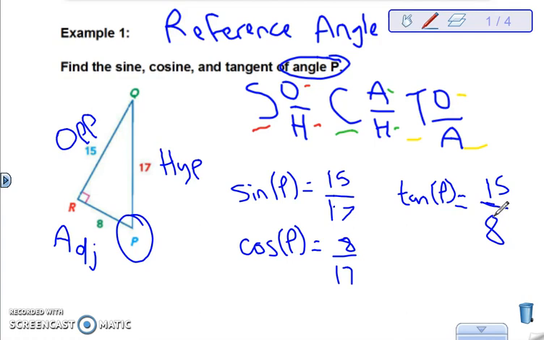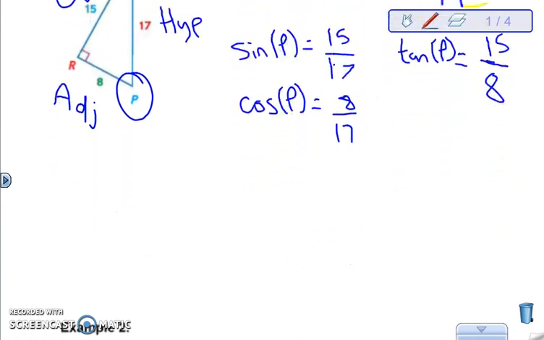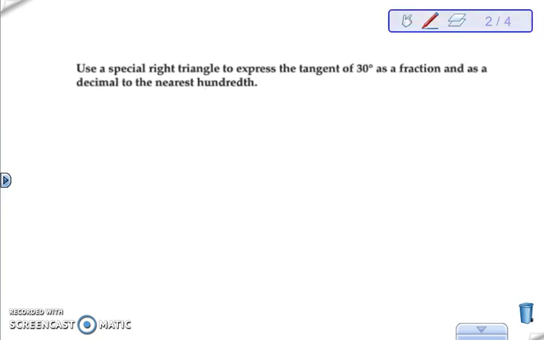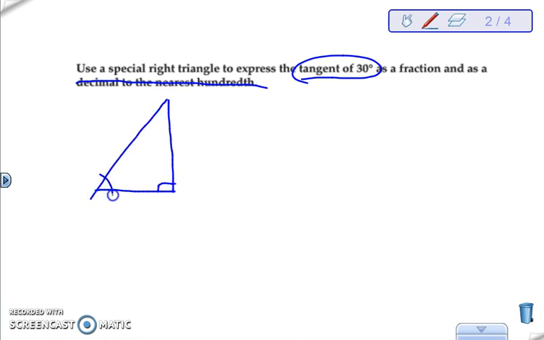So in the next few examples, what we're going to see is how we use this to solve for missing values in triangles. So in example 2, the first thing is we want to find the tangent of 30 degrees. And I'm just going to give it as a fraction. We can type that fraction in our calculator to get a decimal. You can do that on your own. But if we remember from last time, we said that any right triangle with a 30-degree angle has to have a 60-degree angle.